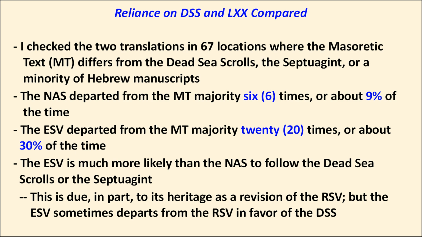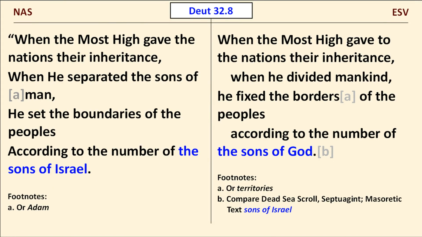Part of the difference is due to the influence of the RSV on the ESV. The RSV often translated readings from the Septuagint, but the RSV Old Testament was published in 1952, just a few years after the Dead Sea Scrolls were discovered, and too soon to make much use of them. So some of the Dead Sea Scroll usage in the ESV is due to the initiative of the ESV translation team itself. Our first example is Deuteronomy 32:8.